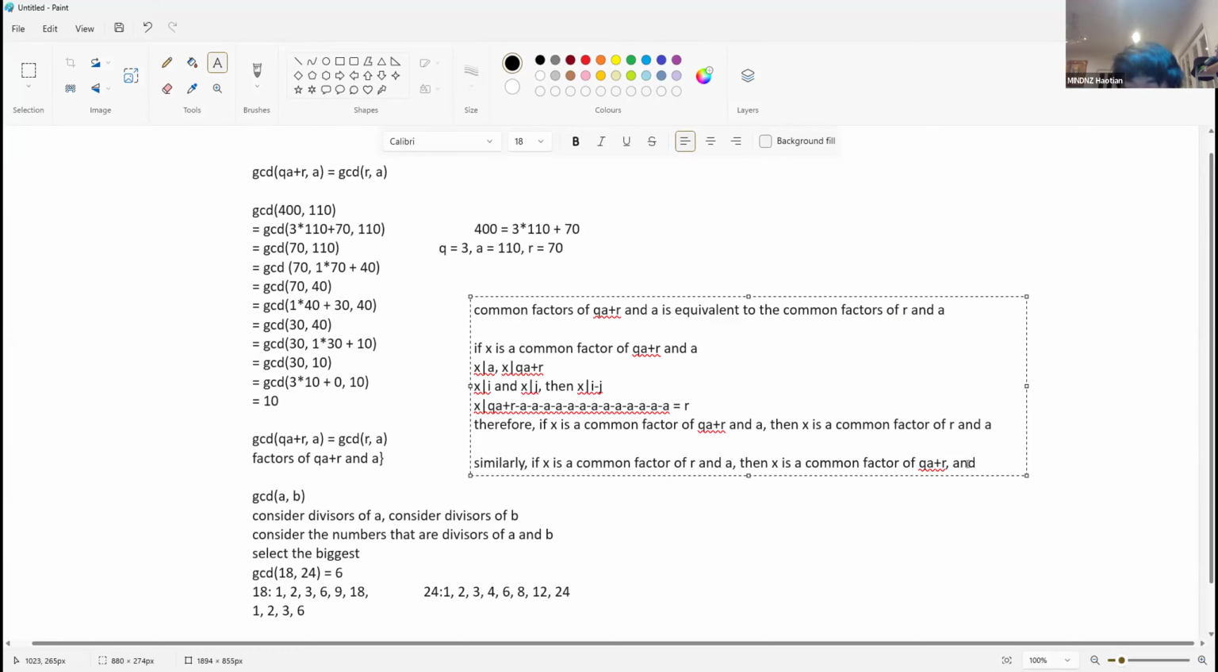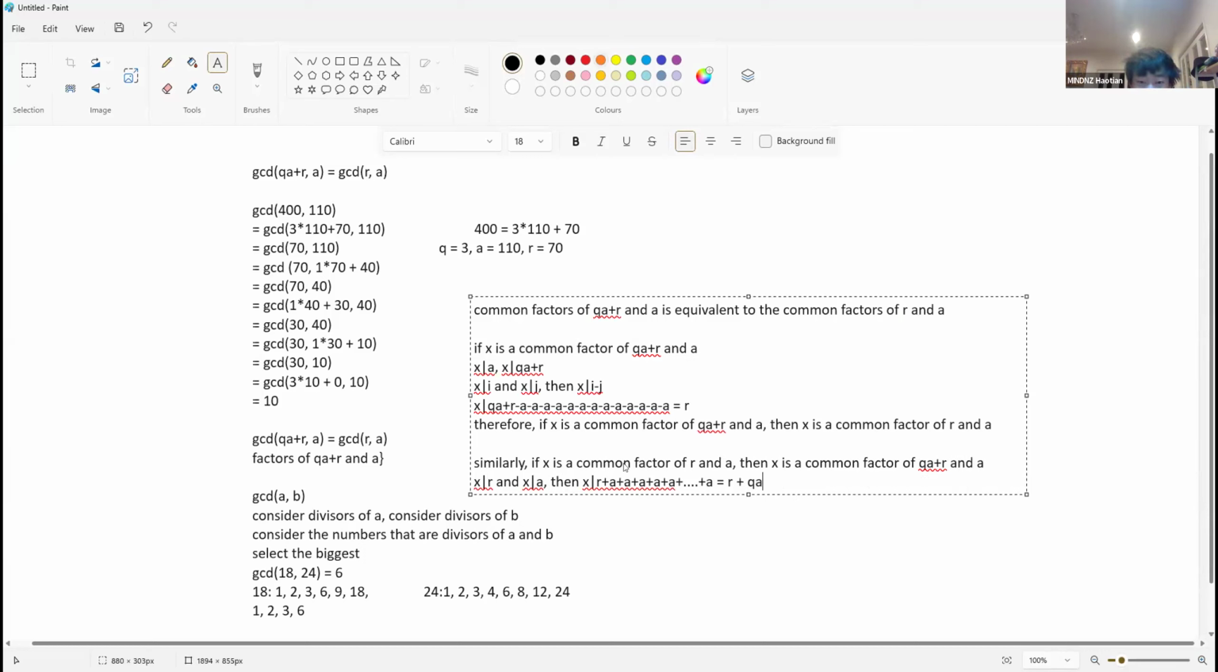Okay, if X is a common factor of R and A, then X is a common factor of QA and R. That's because if X divides R and X divides A, then X divides R plus A plus A plus A plus A, which is equal to R plus QA. Yep. So that's the proof.